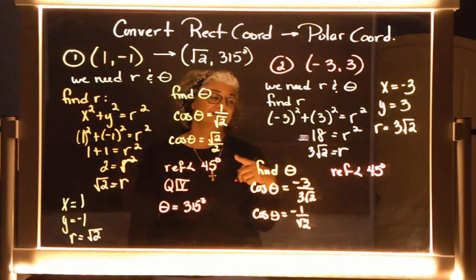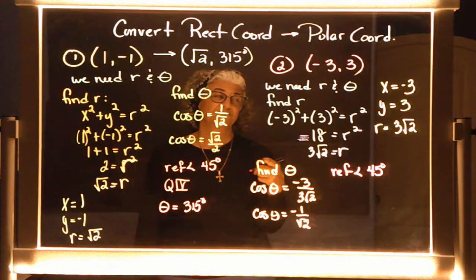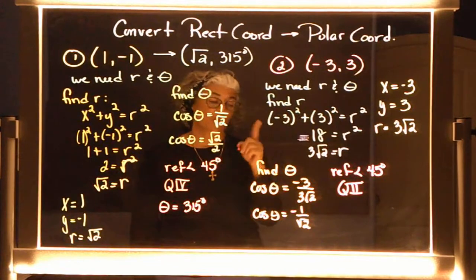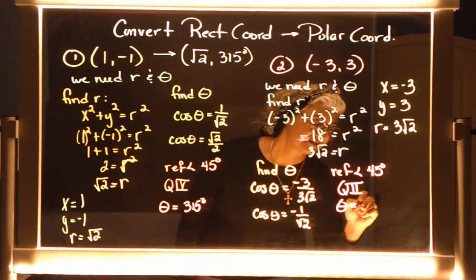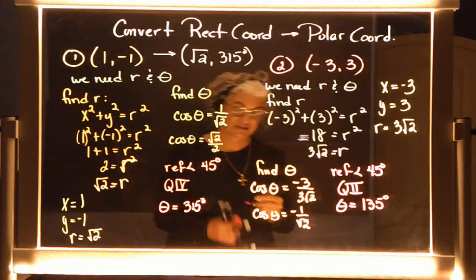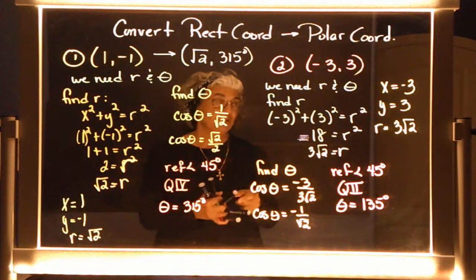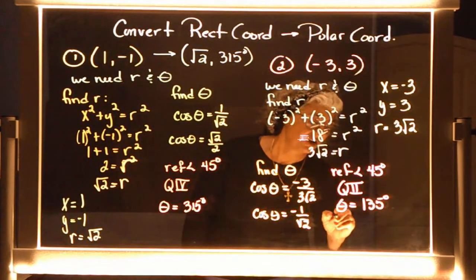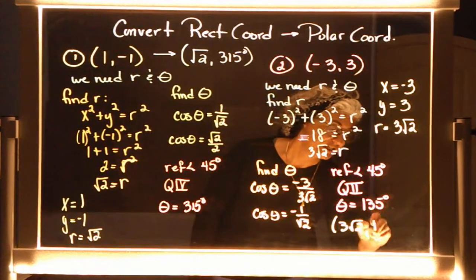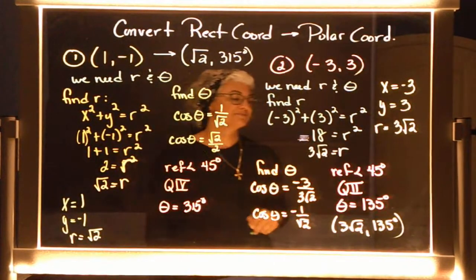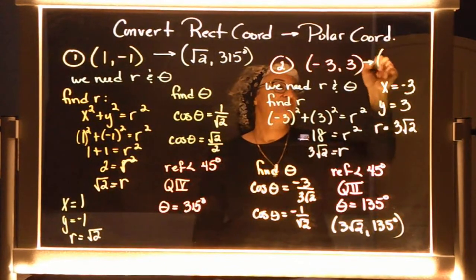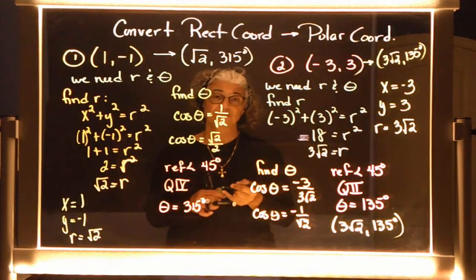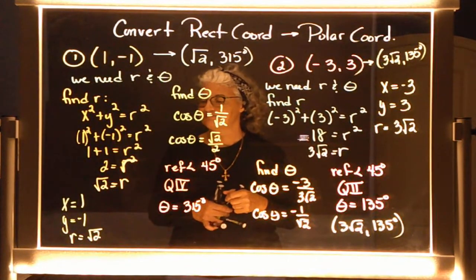However, what quadrant are we in? -x, +y, we're in quadrant 2. Which means theta is 135 degrees. Which means your angle will be, r is 3 square root of 2, and theta is 135 degrees. This converts to 3 square root of 2, 135 degrees. Cool? Okay.